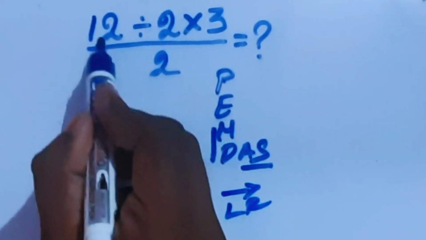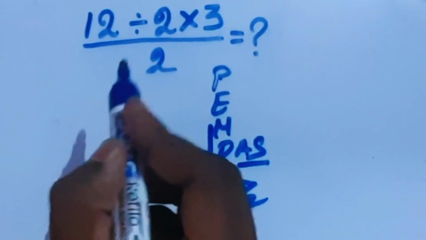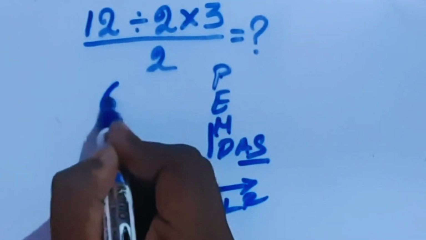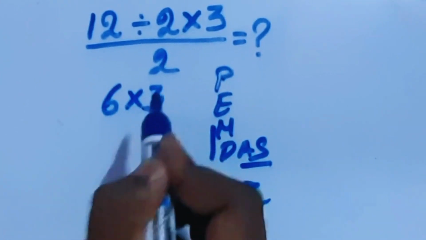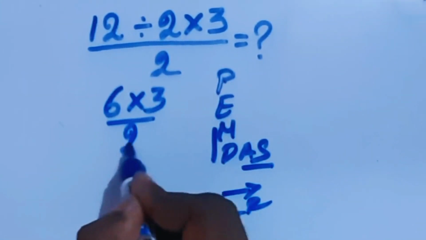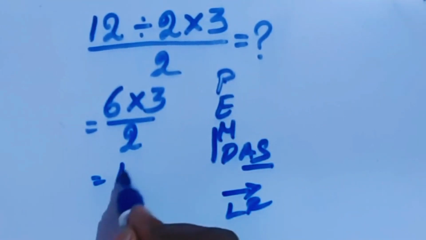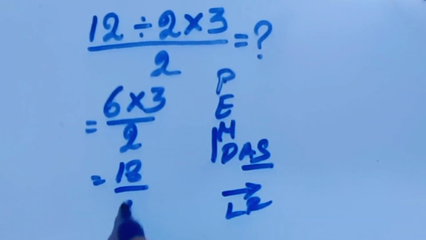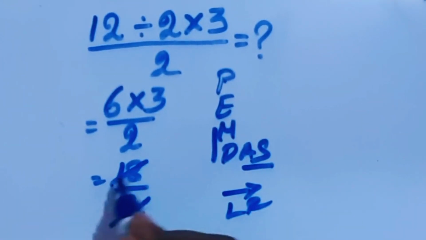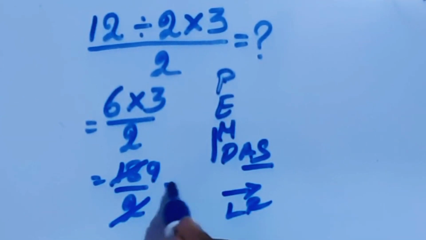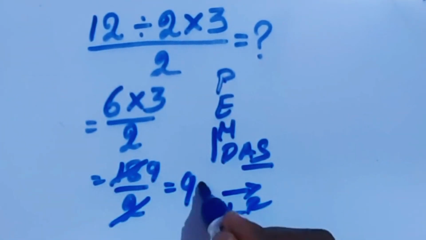Here, left to right, is 12 divided by 2. 12 divided by 2 is 6, times 3, divided by 2. Here 6 times 3 is 18, divided by 2. Now simplify this, and we get 9, which is the correct answer.